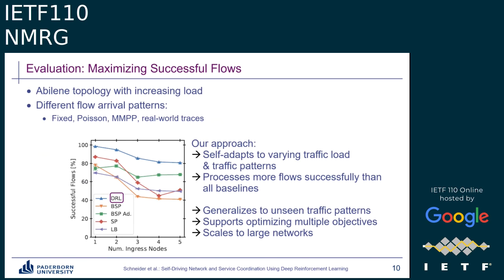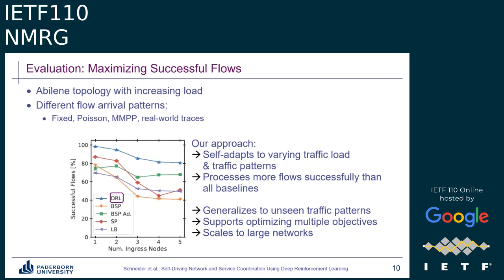So here in this plot, you can see on the horizontal axis the number of ingress nodes. So more ingress nodes indicate higher load in the network. And then on the vertical axis, you see the percent of successful flows, where more successful flows are clearly better. And what you can also see is that the blue line representing our DRL approach is significantly better than all of the other algorithms, which is nice.